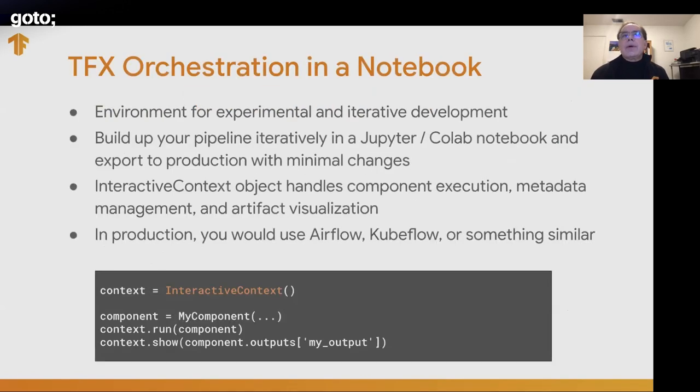We also have orchestration inside a notebook. So this is for doing experiments or for doing iterative development. You build a pipeline in a notebook. If you're using Colab, you don't even have to install anything on your laptop. It just runs it all in a web browser. There's an interactive context that maintains the state, the context. So it handles metadata management, and it helps you visualize the artifacts. And once you've developed your pipeline, then you're going to move it to some other environment to run it in production. This is really only for development and experimentation.